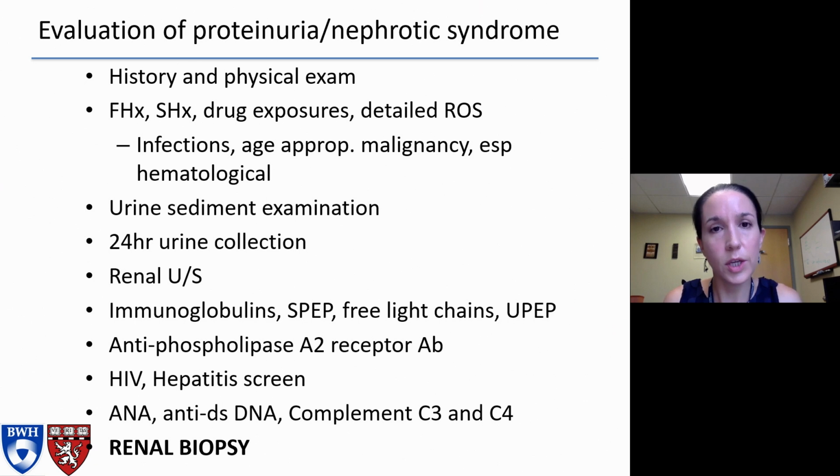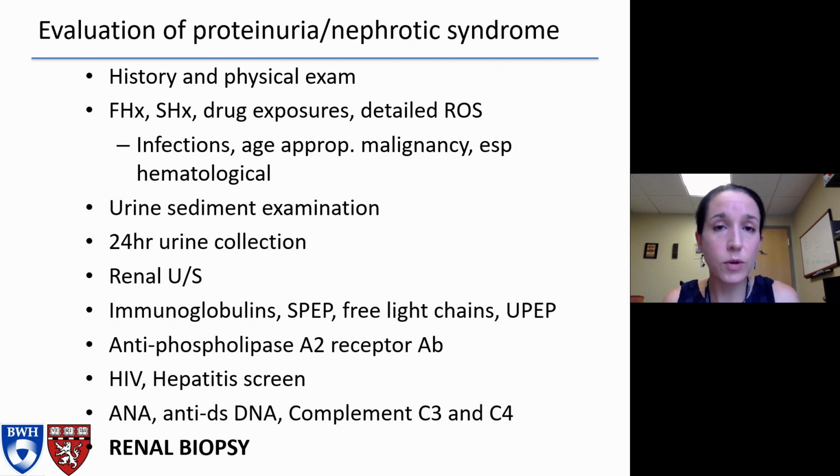You obviously want to look at the urine. A 24-hour urine collection is best to accurately measure the proteinuria. Spot samples can be variable. A renal ultrasound is helpful if you're thinking about primary versus secondary, something like secondary FSGS. Immunoglobulins, SPEP, light chains, and UPEP, again, if you want to think about amyloidosis or other light chain associated diseases.